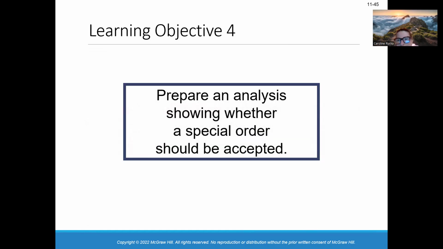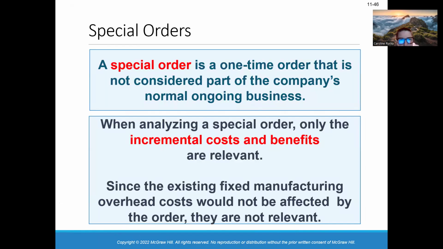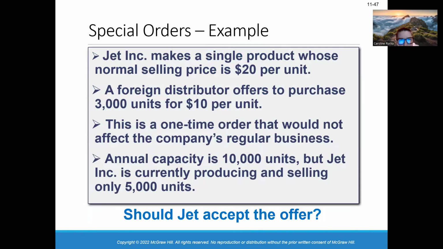All right, special order decisions. This is a one-time order that's not part of your normal ongoing business. It's a special order. You should consider the incremental costs and benefits only. Remember your relevant costs. So here's our example.